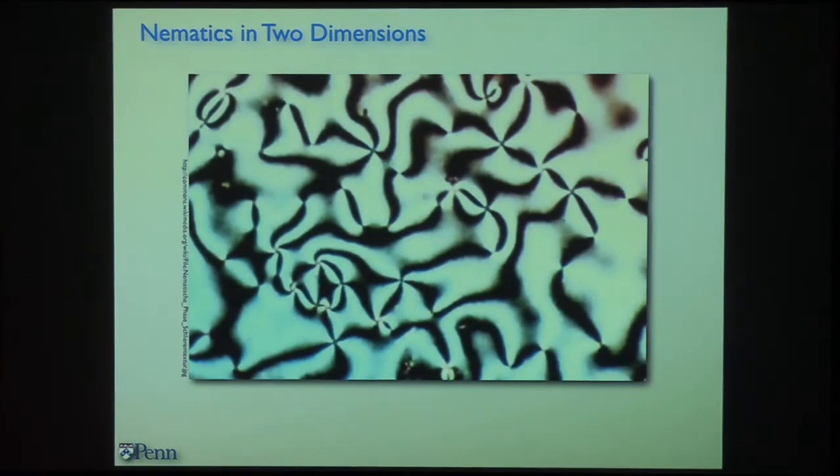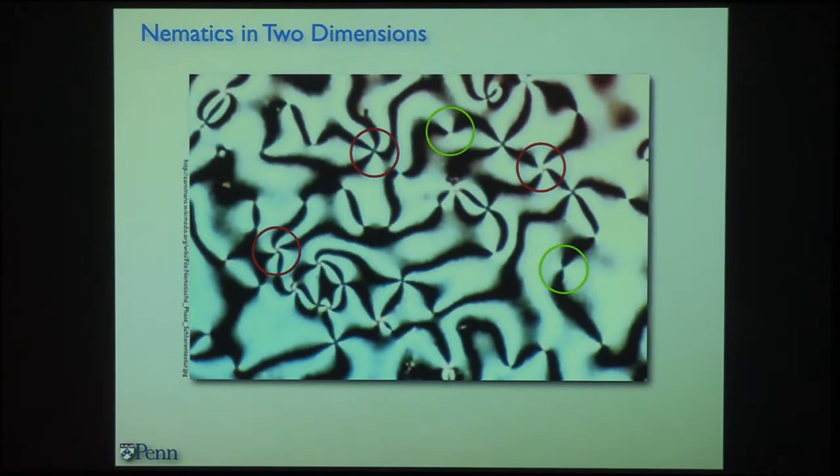This is nematic, it's in two dimensions. Your eyes go immediately to the fact that there are these black lines. And not only are there black lines, but there are black lines that come together at fourfold junctions, and sometimes at twofold junctions. And you ask yourself, what are you looking at?